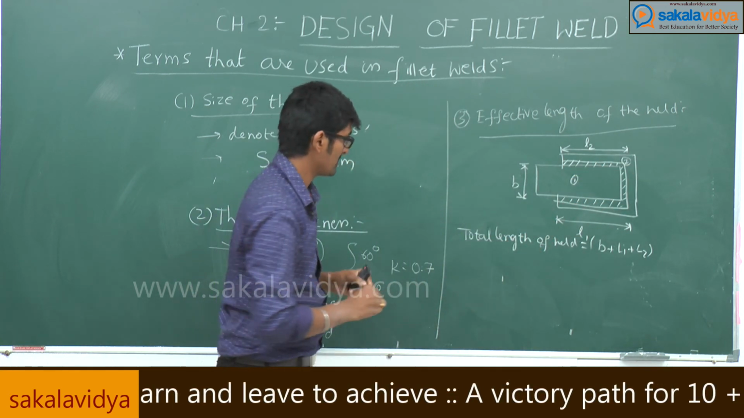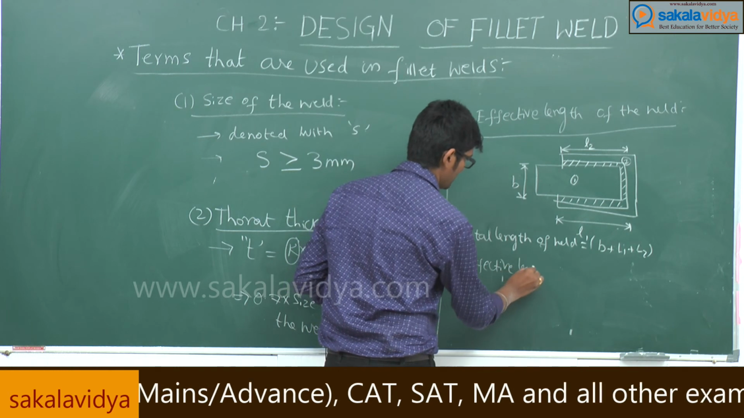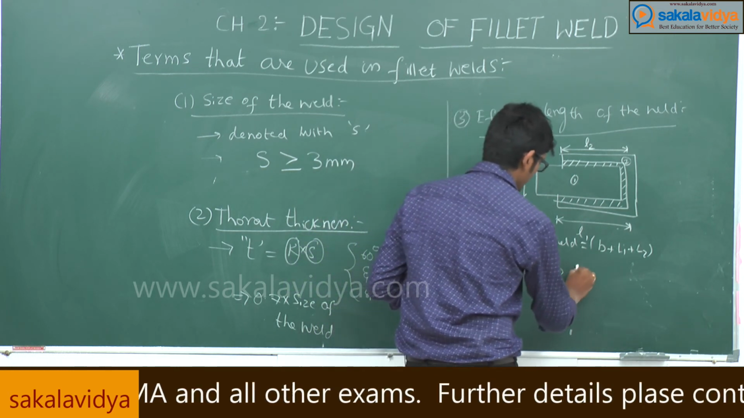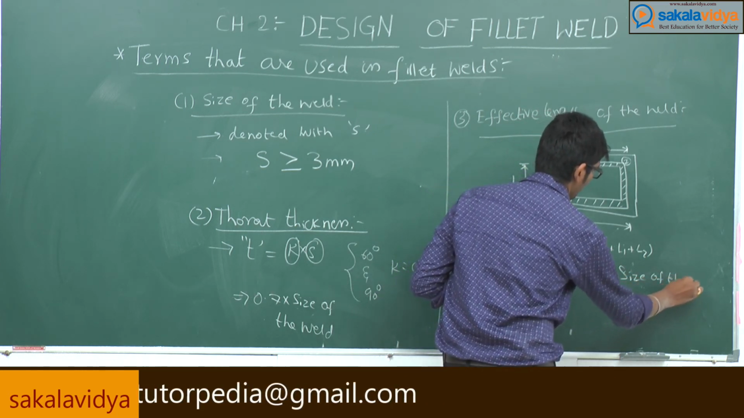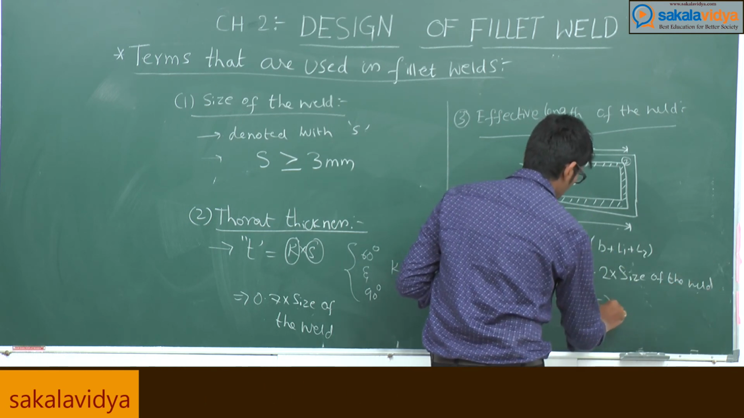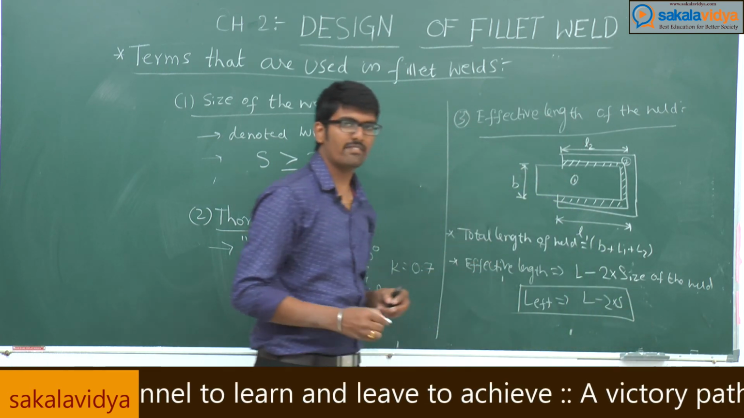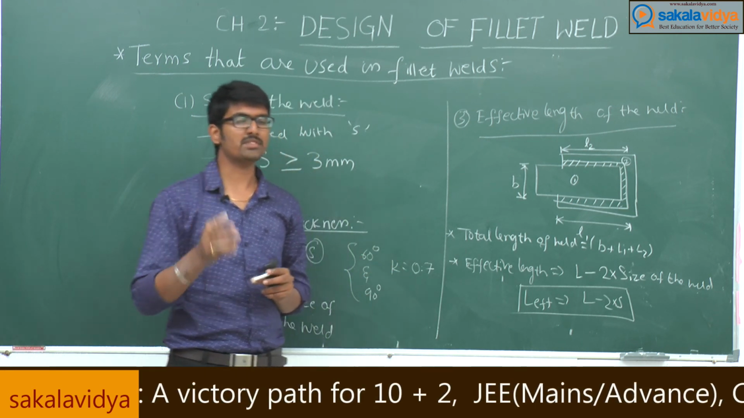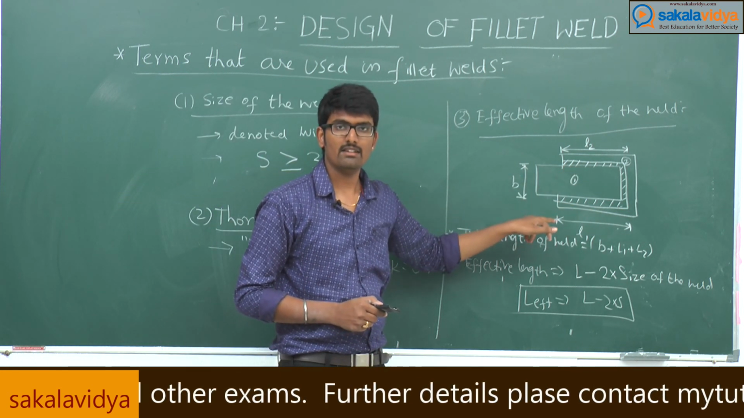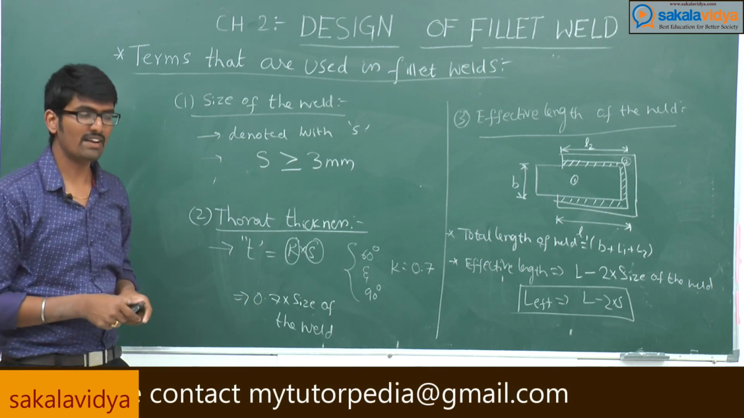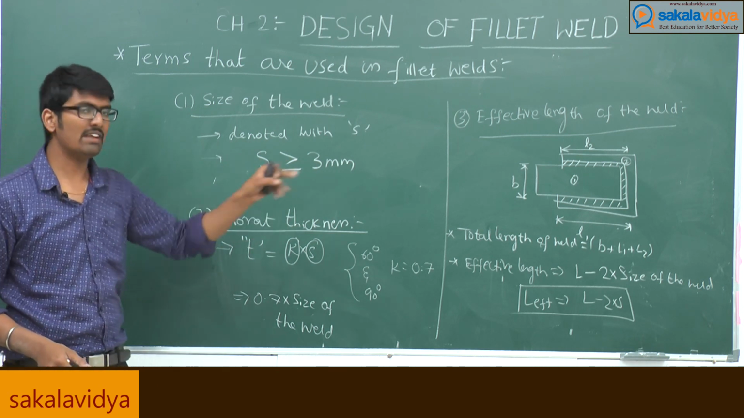So what is the effective length? The effective length is equal to the total length minus 2 into the size of the weld. Simply we can write L minus 2 into S, where L is the total length. So the total length is different and the effective length is different. The total length is the summation of the lengths of the weld, but if we subtract 2 times the size of the weld, we get the effective length. So this is the size of the weld, which must be greater than or equal to 3 mm, the throat thickness, and the effective length of the weld.